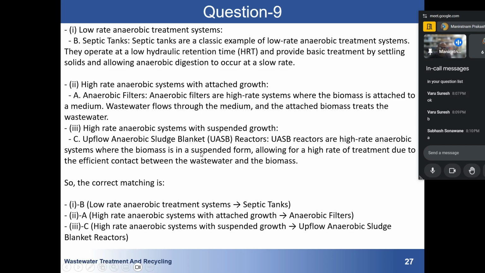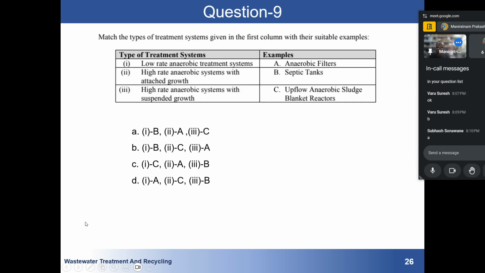Now there will be some correction. Why I am telling suspended form? Because this was the option. Right now I don't have another option. But if I am teaching someone about UASB, I will never use the term suspended for UASB. I will always use the term retained. There is a difference, suspended and retained, and I hope this is clear to you. Along for a high rate of treatment due to efficient contact between wastewater and biomass. So the correct option will be A.